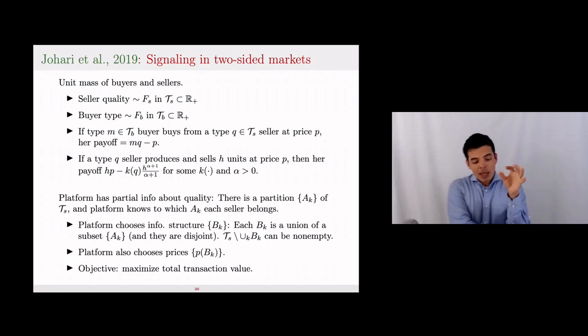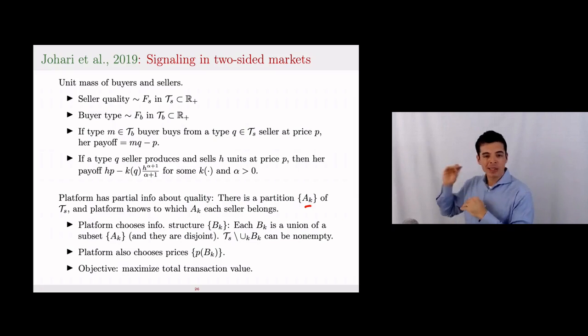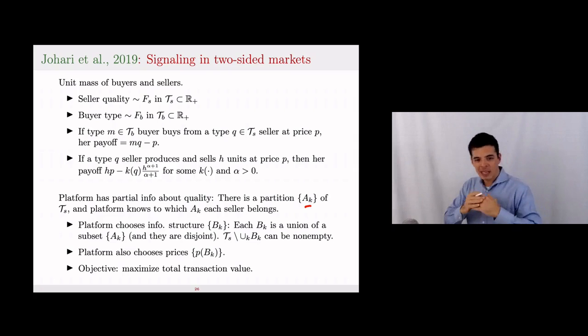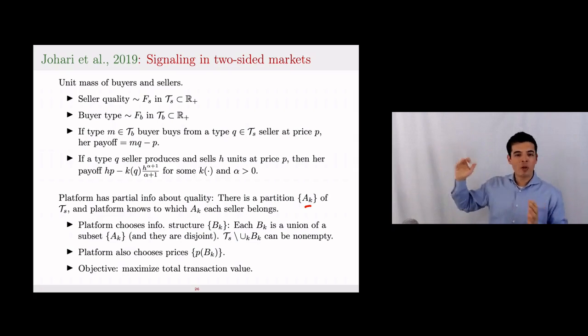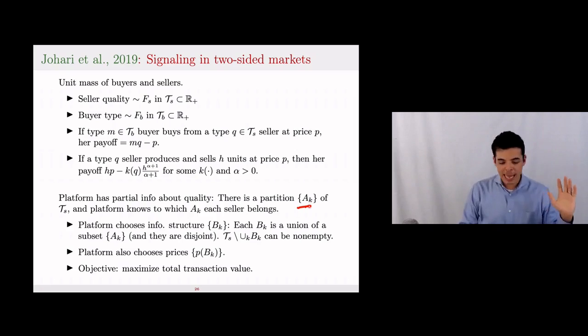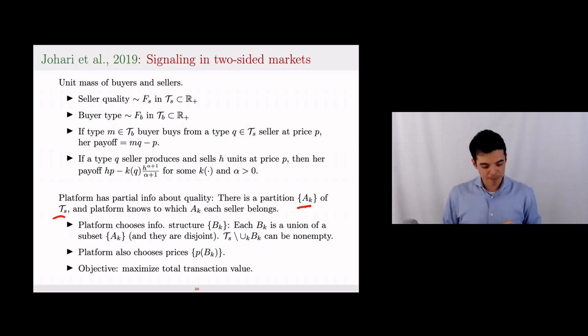Now, the platform has some partial information about the qualities of the sellers. In particular, there are different quality levels denoted by these sets A_K, and the platform does not know exactly the quality of each seller, but it knows to which quality level each seller belongs. So I do not know exactly what the quality of the seller is, but I know that there is a set of sellers whose qualities belong to set A1, there's a set of sellers whose qualities belong to A2, and so on and so forth. So here these sets A_K are just a partition of the set of all possible quality levels.